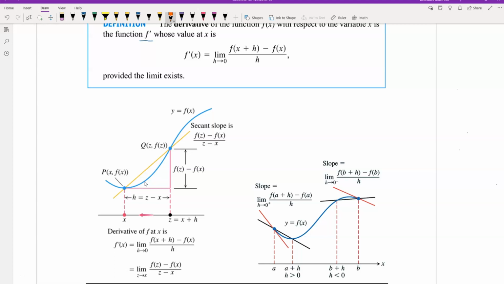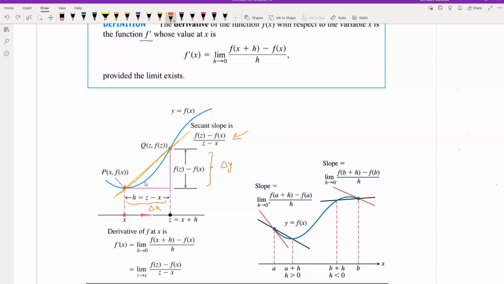Here we have the graph of our function. We have these 2 points, P and Q. Find the slope of this secant line. That is equal to change in y divided by change in x. So that is equal to f of z minus f of x divided by z minus x.